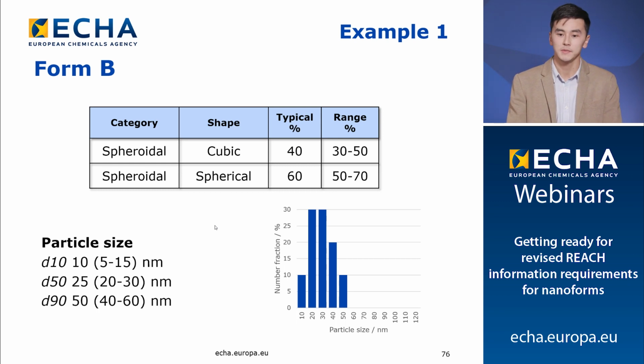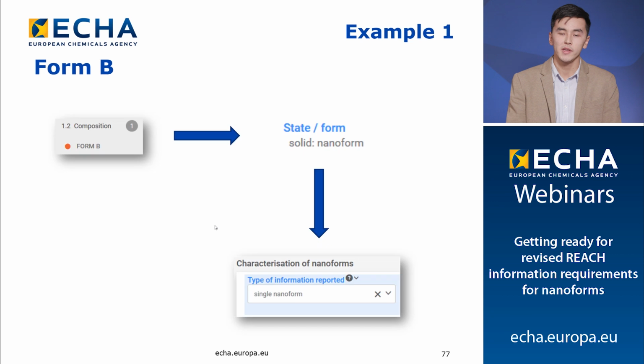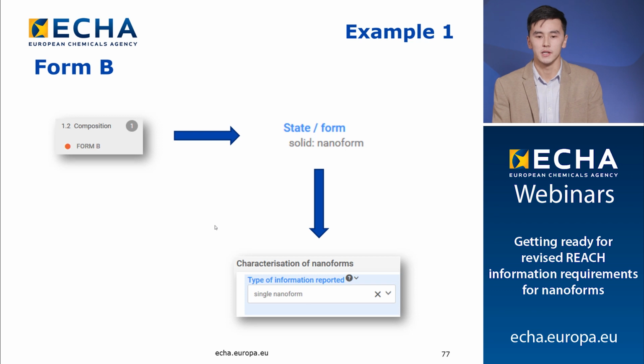So let's report now. To begin with, one should remember that when reporting a nanoform, one should create a separate composition record. Then, in order to activate the fields relevant for nanoform, we specify solid nanoform in the pick list state form, and then we specify the type of information reported. In this case, it's single nanoform.